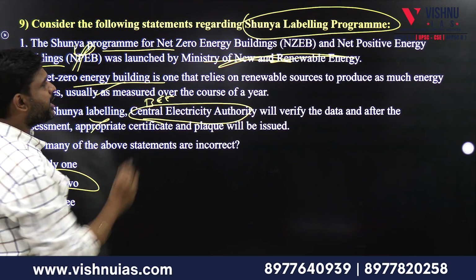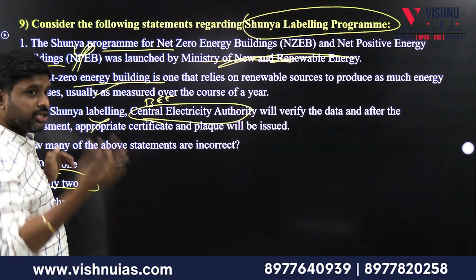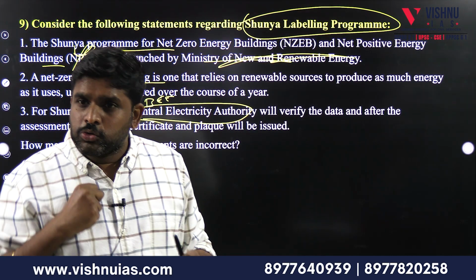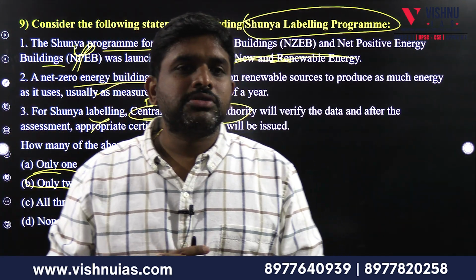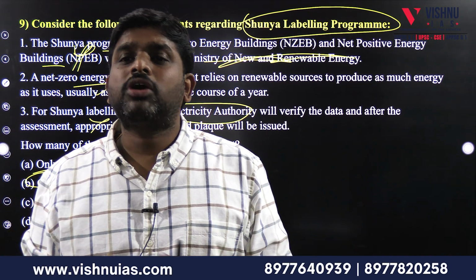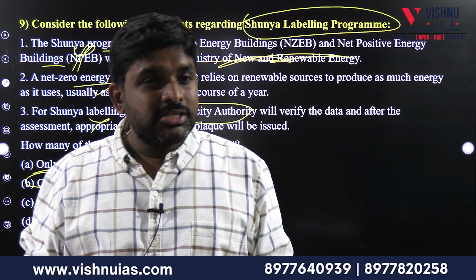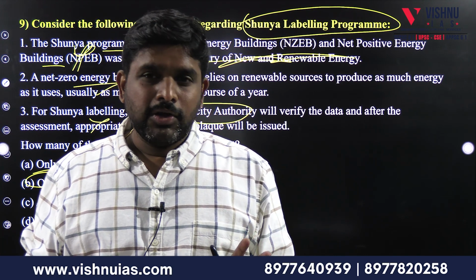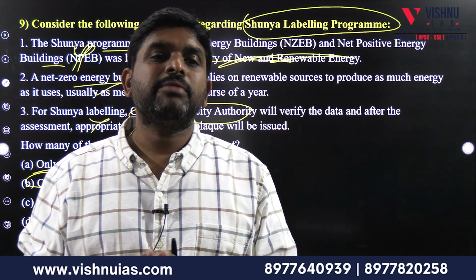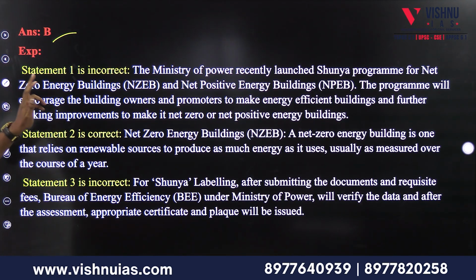Whereas net zero energy building is one that relies on renewable sources to produce as much energy as it uses, usually as measured over the course of a year. Means how much energy I use, that much energy I should produce. If how much I am using and how much I am producing is balanced, it is called net zero. If I am producing more, it is called net positive. Who is implementing it? Shunya labeling program is being run by Ministry of Power. These are all government schemes only.